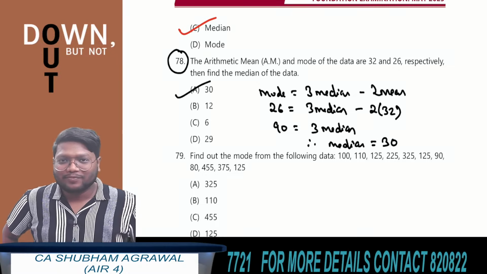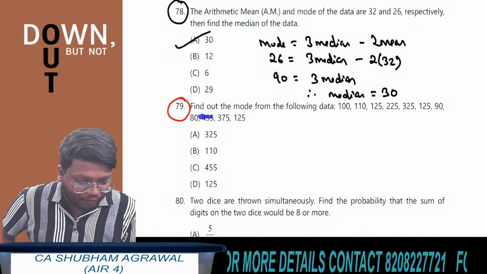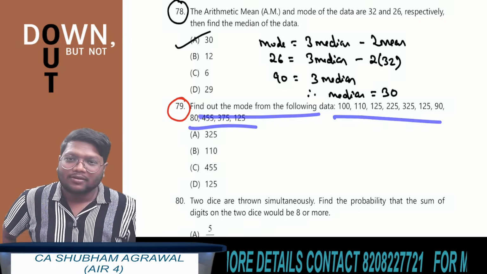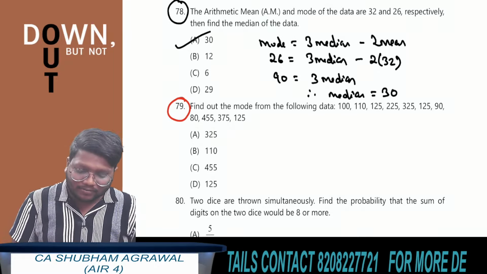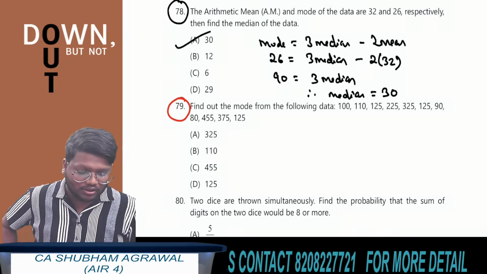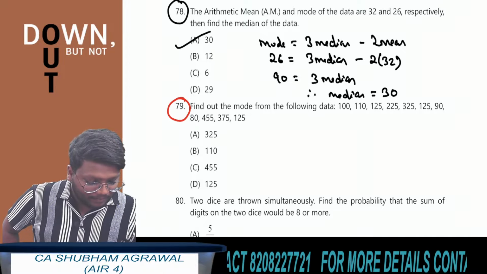Option A. Question number 79. We have to find the mode for this discrete data. How to find mode? Mode is the observation which is occurring the maximum number of times. This question number 79 is also a very simple question. Check which observation is occurring here the maximum number of times.